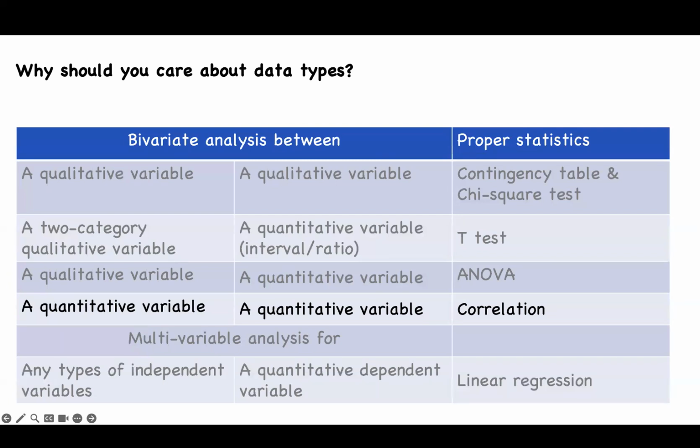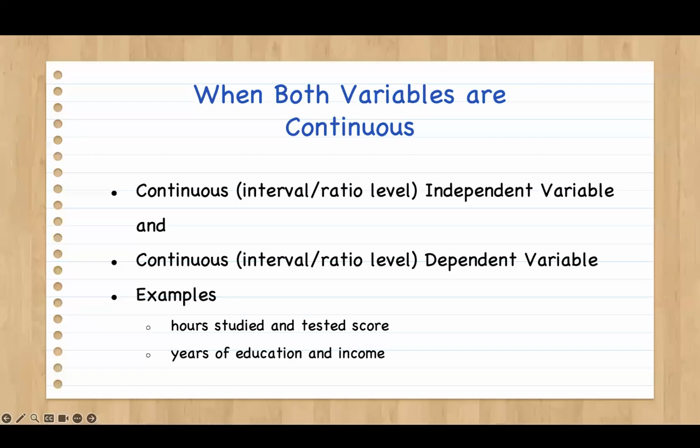We use correlation when both variables are continuous: the continuous interval or ratio level independent variable and the continuous interval or ratio level dependent variable. For example, your dependent variable is a test score, and your independent variable is the hours you spend studying. Or your dependent variable is income, and the independent variable is years of education.